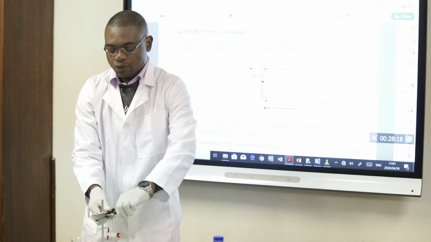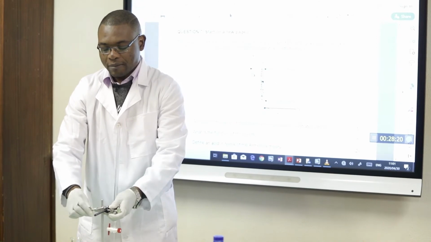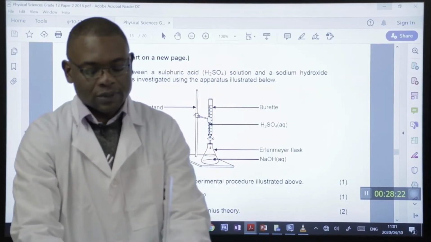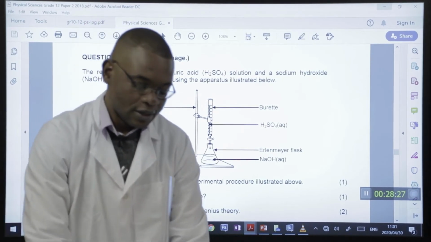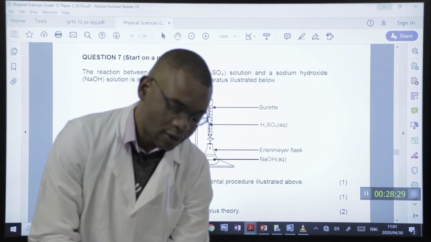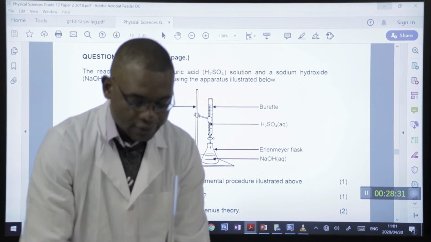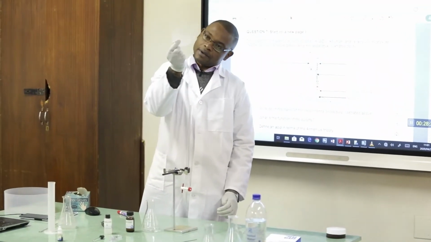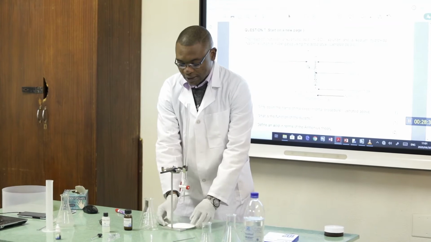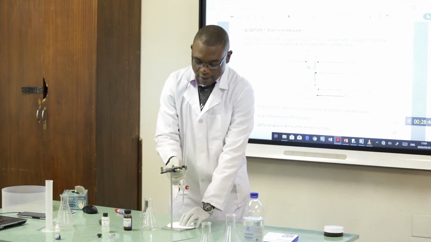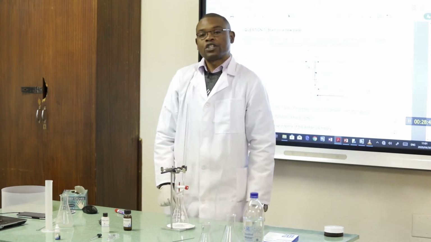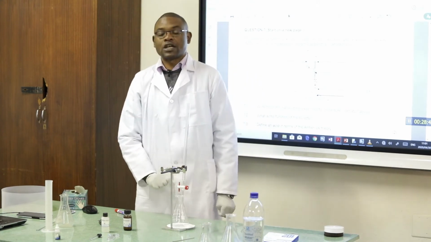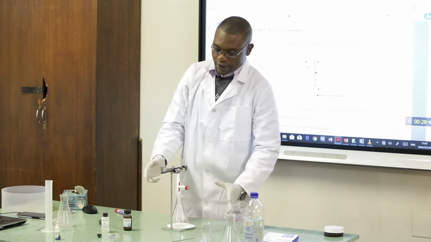I want you to take note of the adjustments I'm making here. I'm doing them deliberately to give me space to maneuver as I will be operating this. Right. So here we are. This is a white tile or a filter paper. I'm putting it here deliberately because I want to have a clear observation of the little color changes that are going to take place as I will be titrating there.